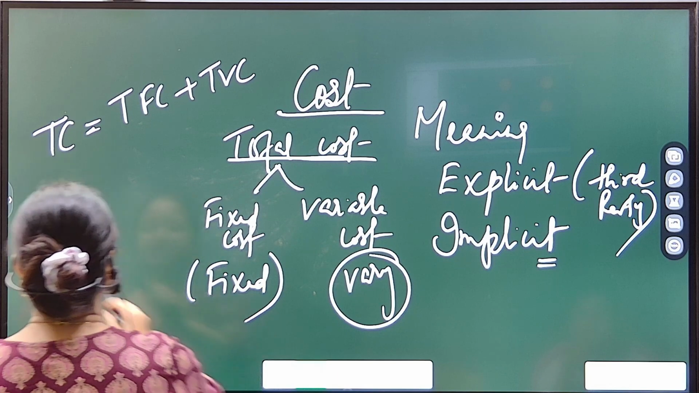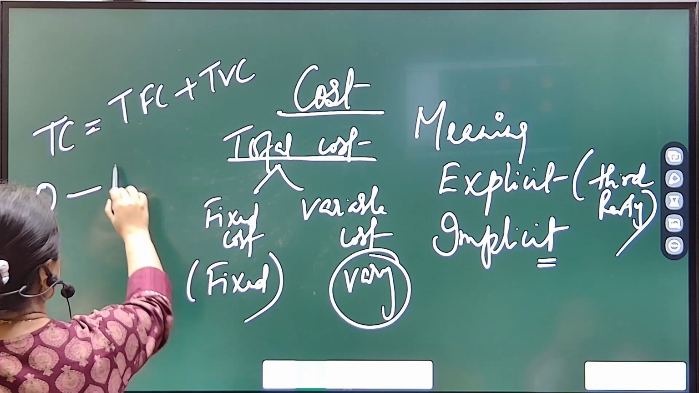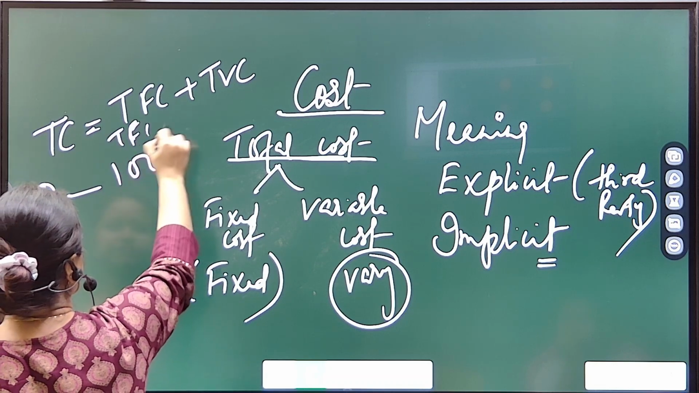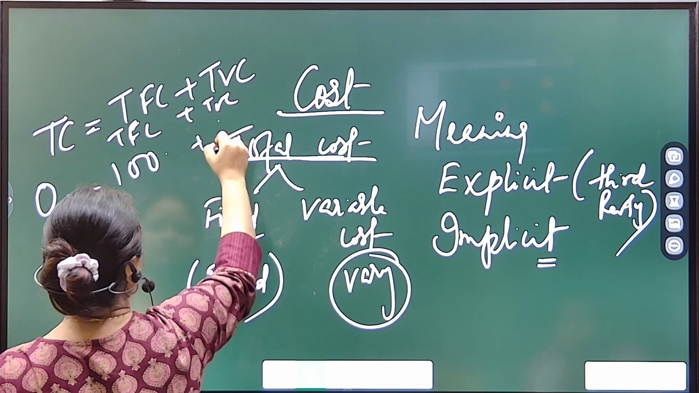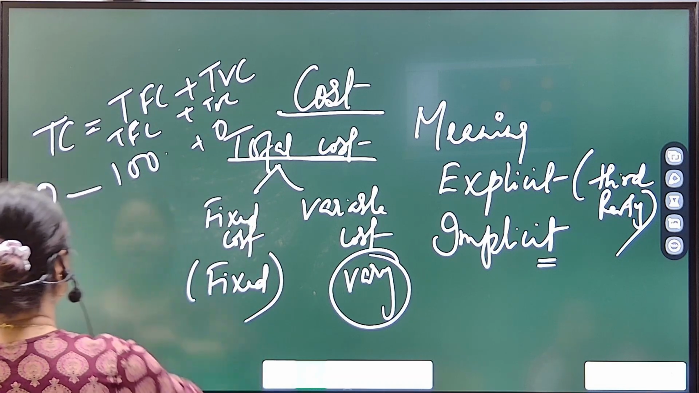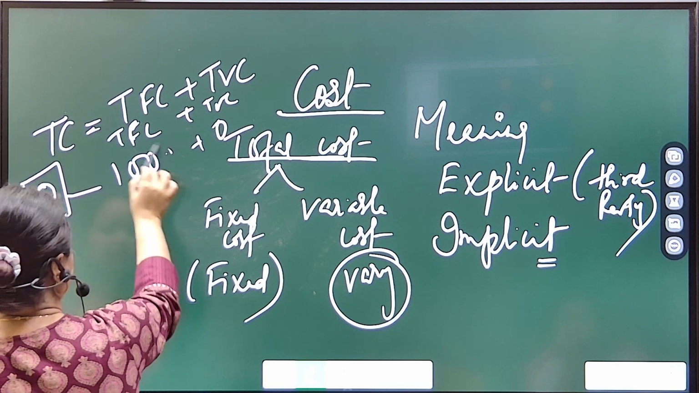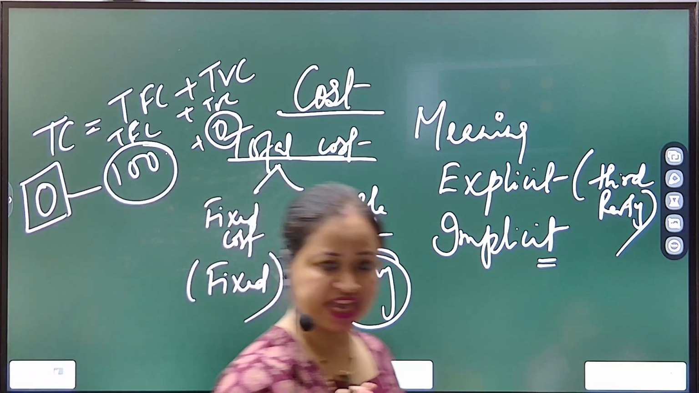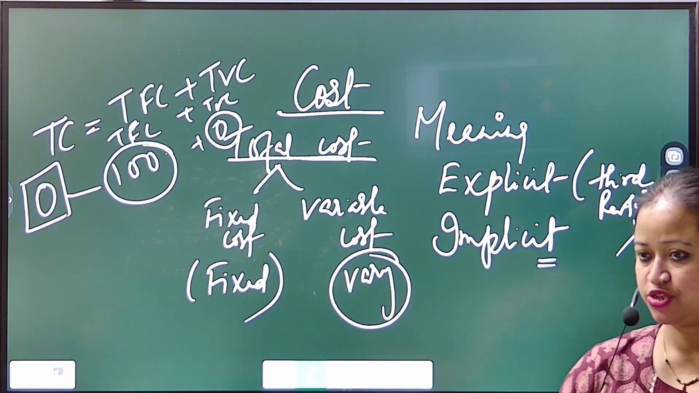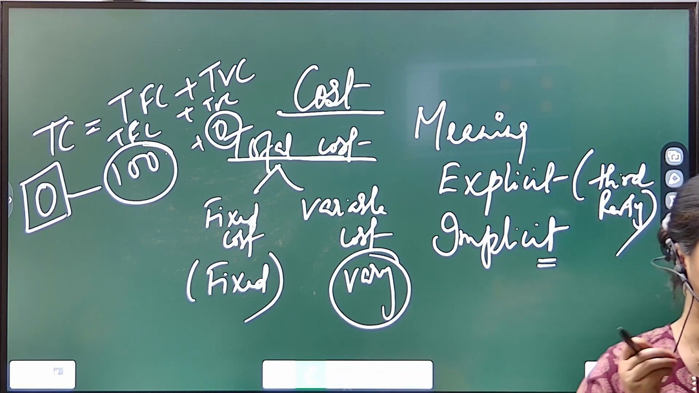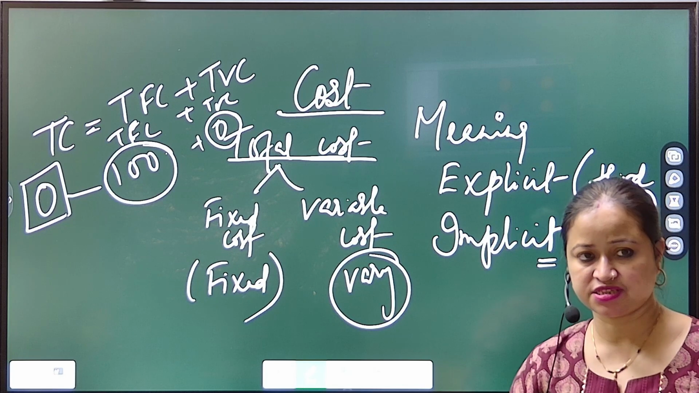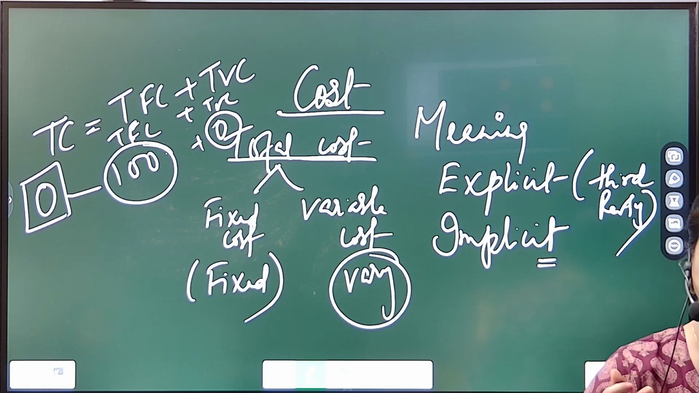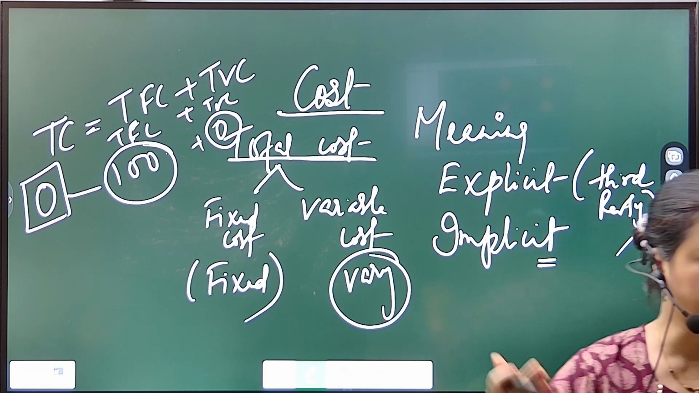Fine? So if there is 0 output, TC will be something like, suppose, 100. This is TFC, and TVC will be 0. So when the farm is not producing anything, there will be a fixed cost, but there won't be any variable cost, because you do not have to pay wages to the laborers. Paying wages to the laborer is one example of variable cost. So when you go on producing more and more quantity, variable cost will also increase.